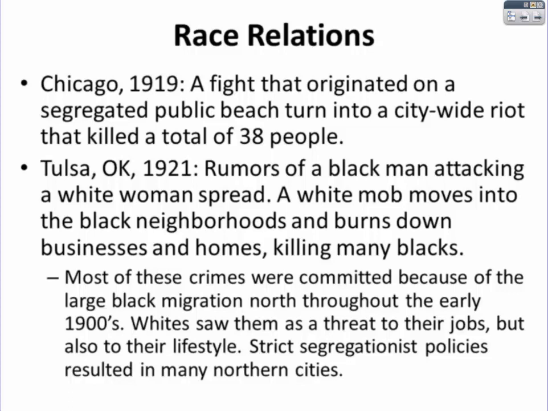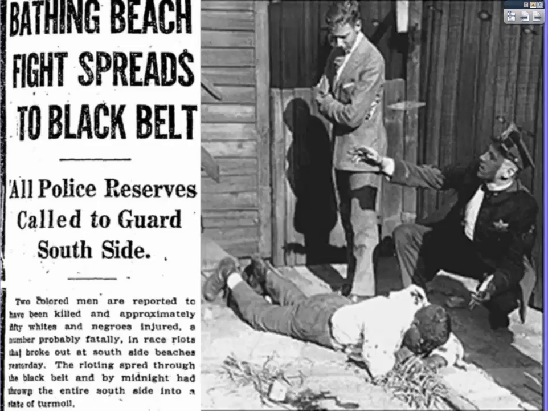Strict segregationist policies resulted in many northern cities. A lot of people assume that segregation was only a widespread problem in the Jim Crow South, and this shows that that's not necessarily always the case. Here is some newspaper coverage and some photos from this time period in Chicago.